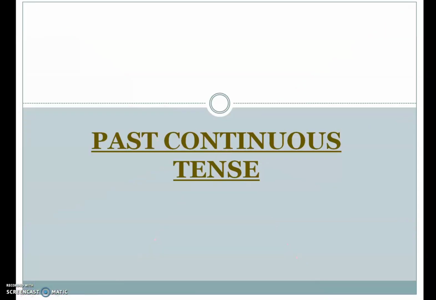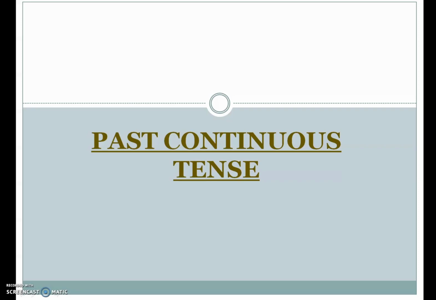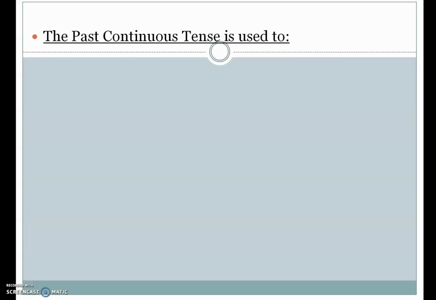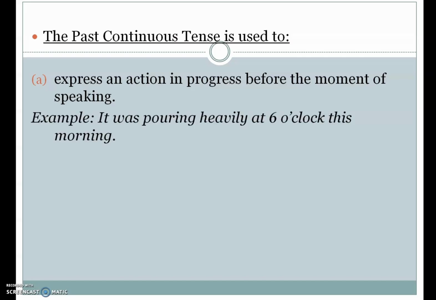Okay, now moving on, we have the past continuous tense. This might also create a confusion because present continuous we understand, that is, it is started in the present and it will continue for a minute or two. But what is past continuous tense? Let's see. The past continuous tense is used to express an action in progress before the moment of speaking. What is that? For example, it was pouring heavily at 6 o'clock this morning.